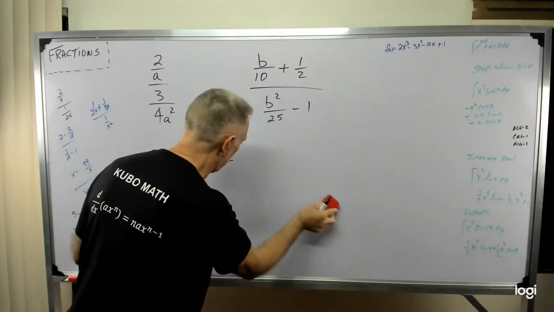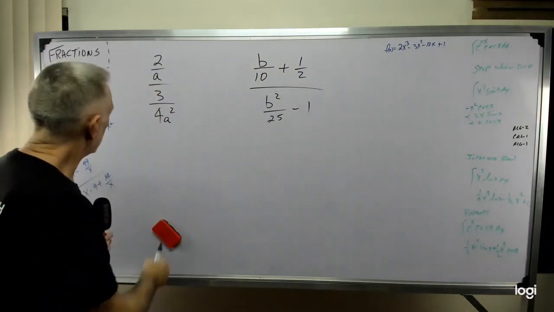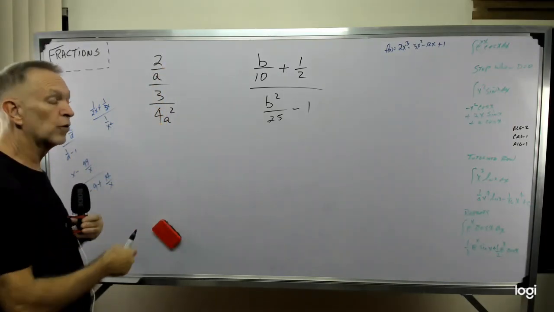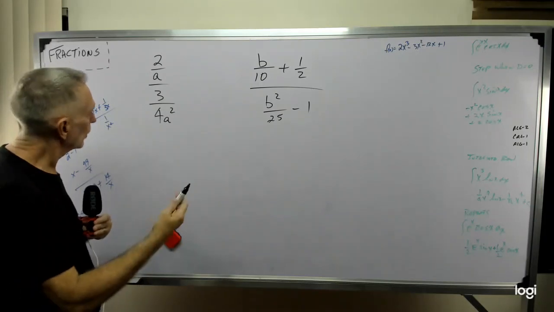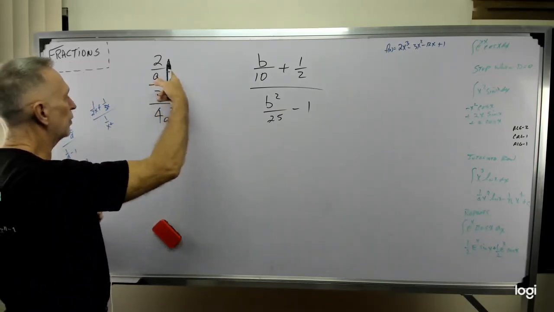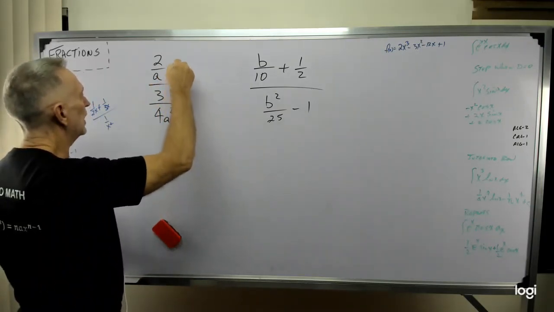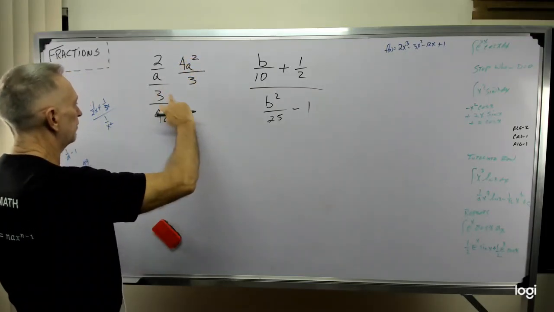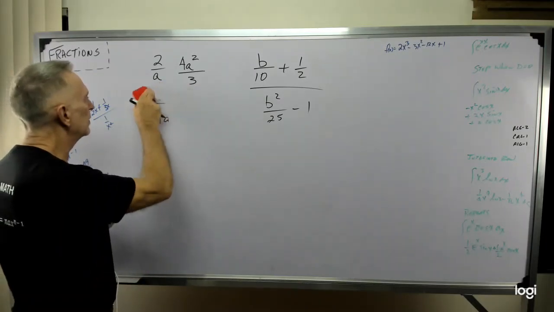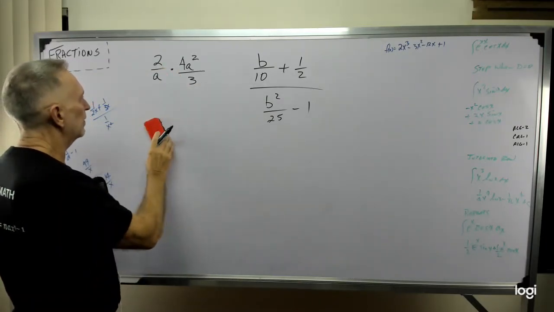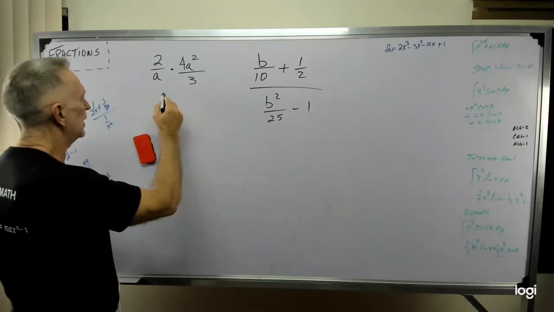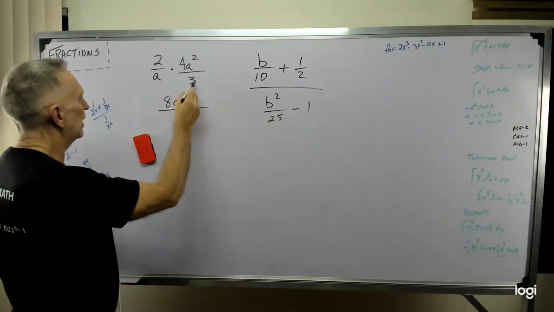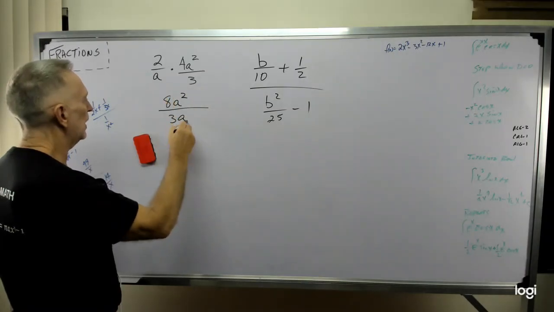So let's make it happen here. Let's get after it. Our first one, 2 over A divided by 3 over 4A squared. Well, we said we're going to invert and multiply, so we're going to take 4a squared over 3. We flipped this upside down, and now we're going to multiply these two. So 4 times 2a squared gives me 8a to the second power divided by 3 times a, which is 3a.